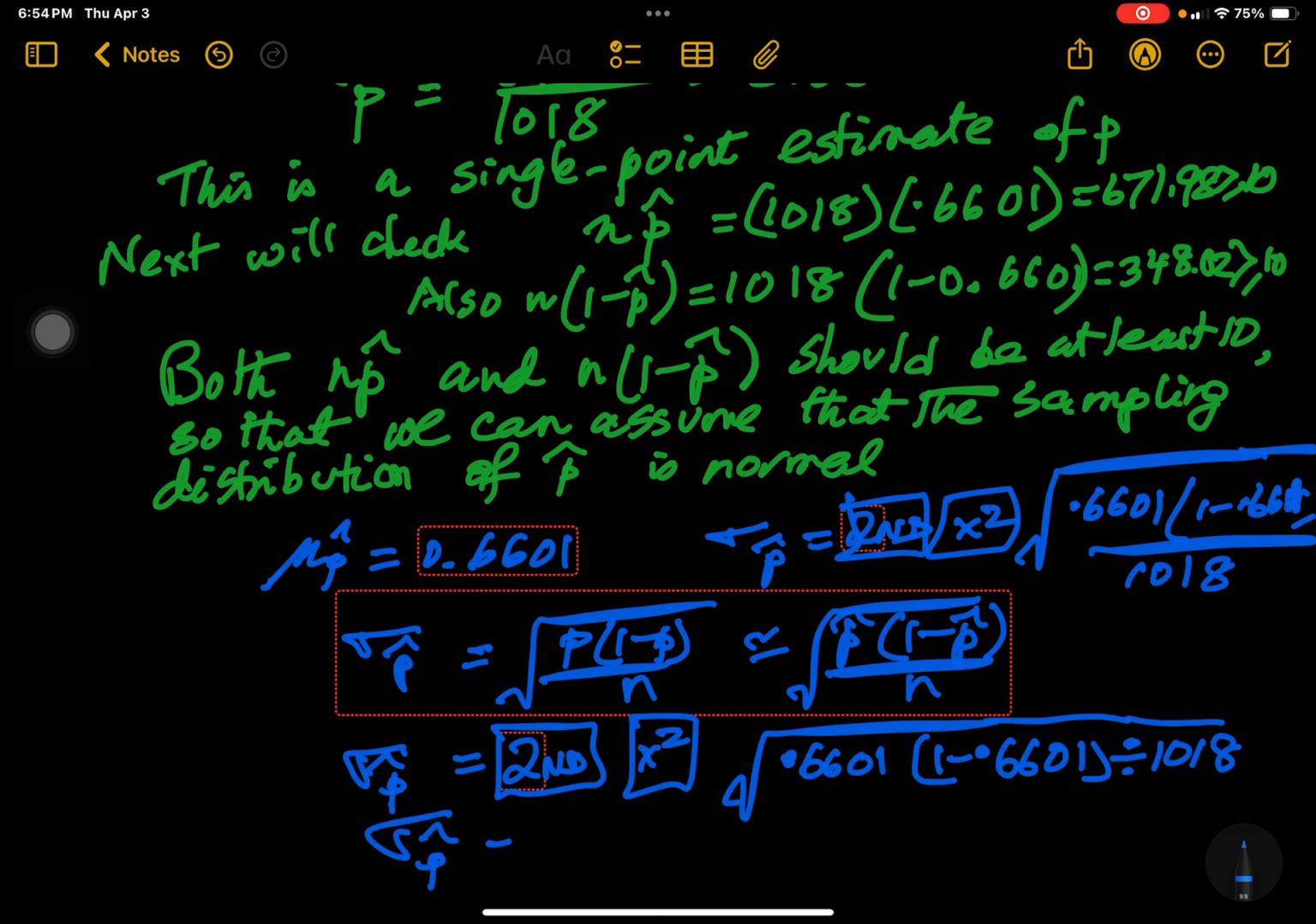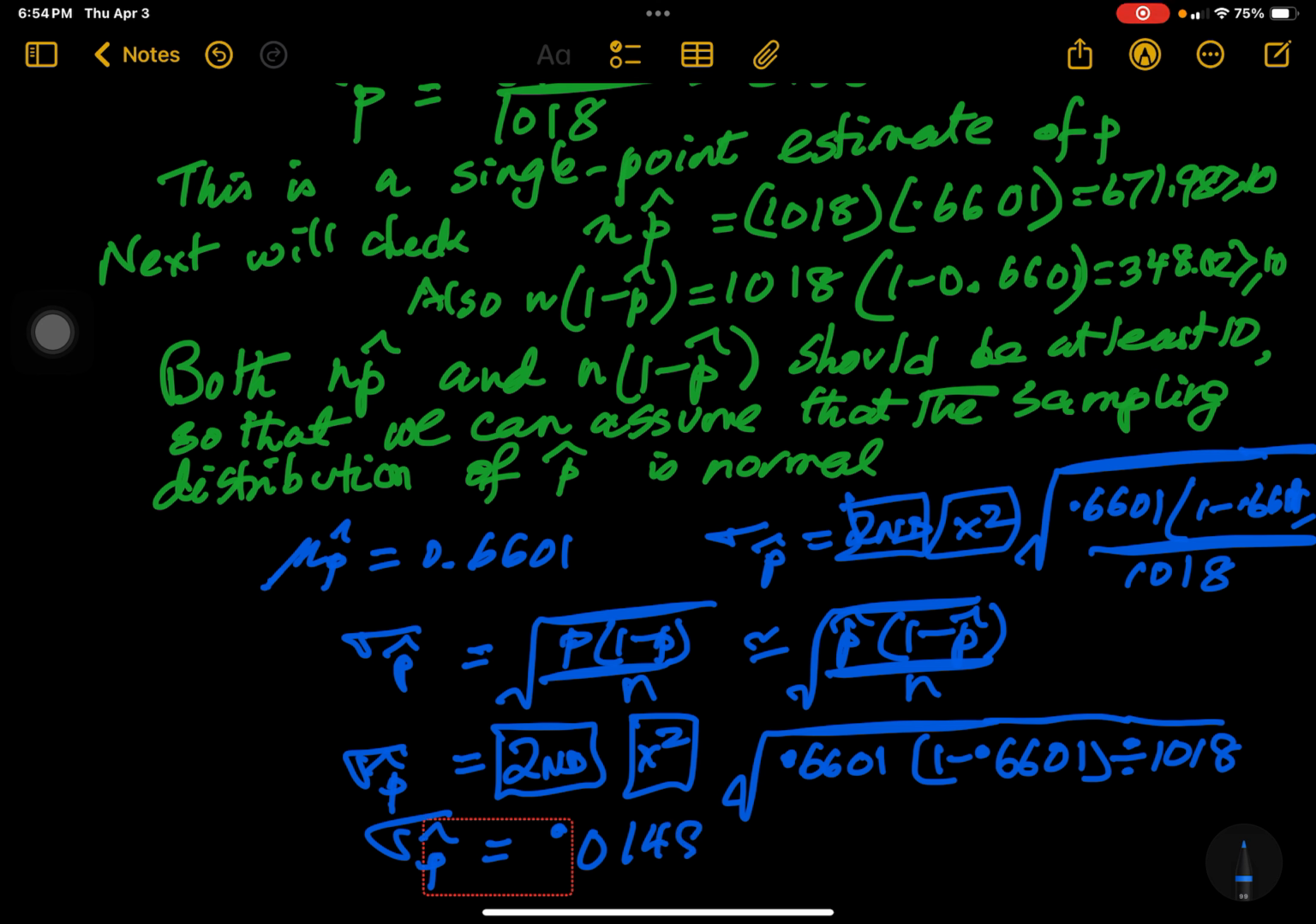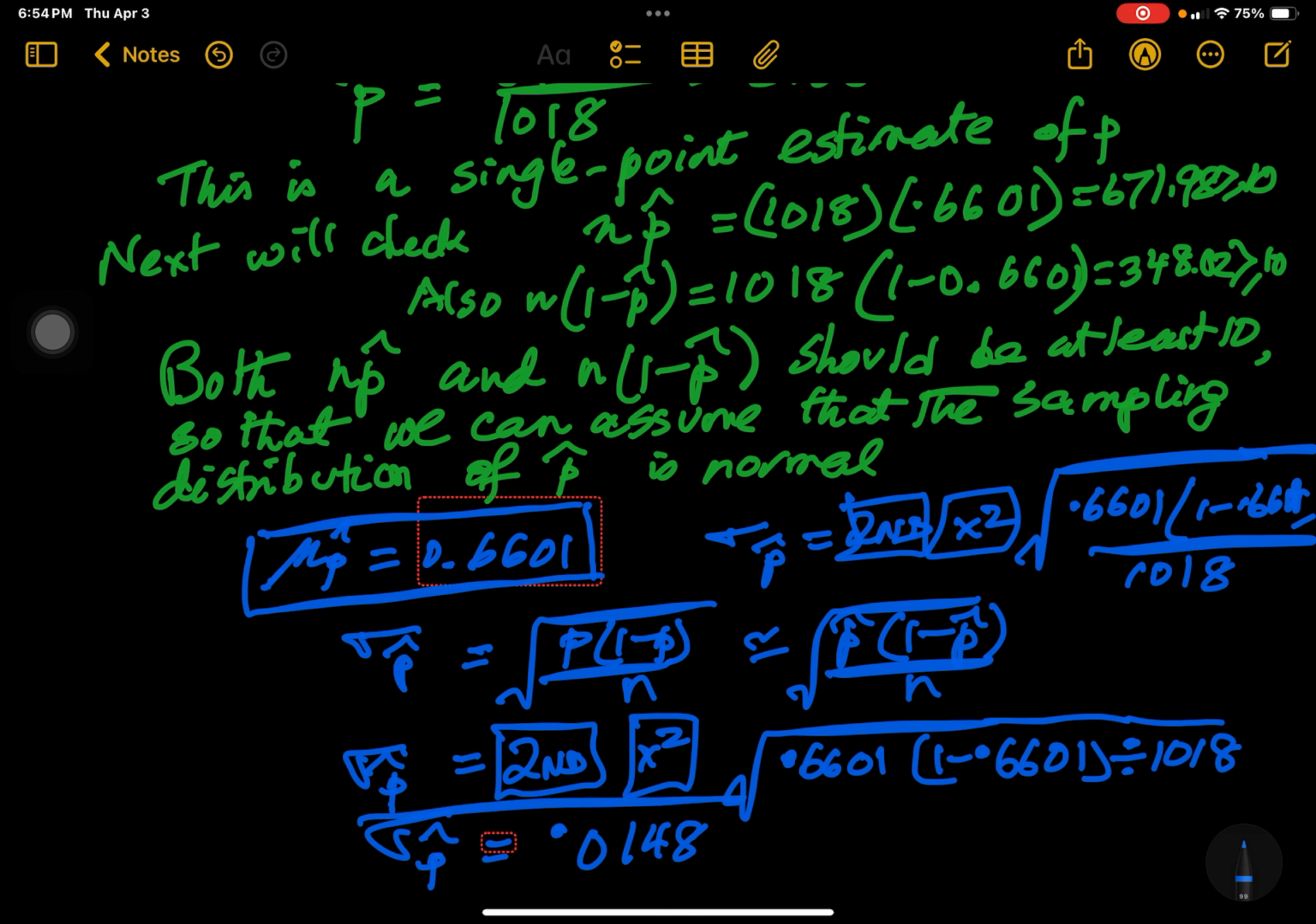So let's calculate the sigma p hat value now. First second button and then x square button gives me the square root. Inside the square root 0.6601, left parenthesis 1 minus 0.6601, that takes care of p times 1 minus p, then it has to be divided by 1018 in the denominator, all inside the square root. So that value of sigma p hat is 0.0148. So our mu p hat is 0.6601 and sigma p hat is this.